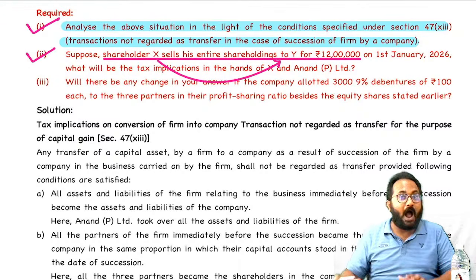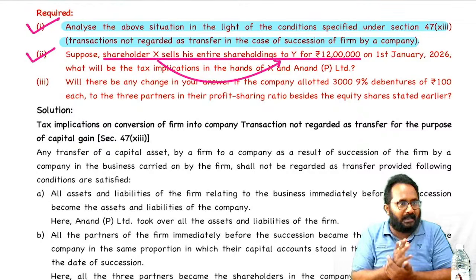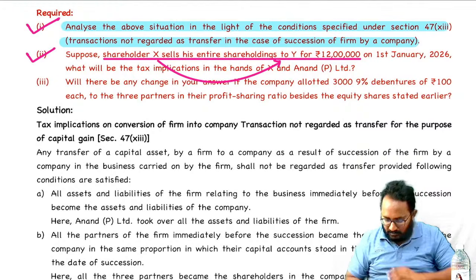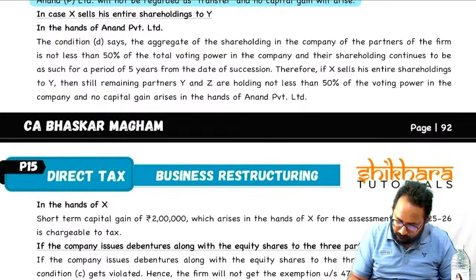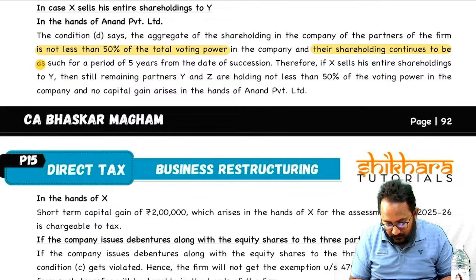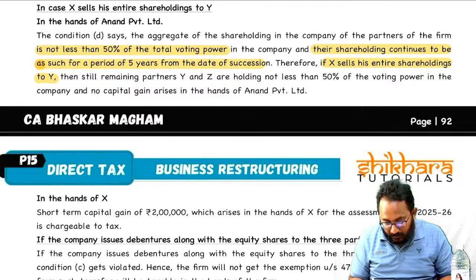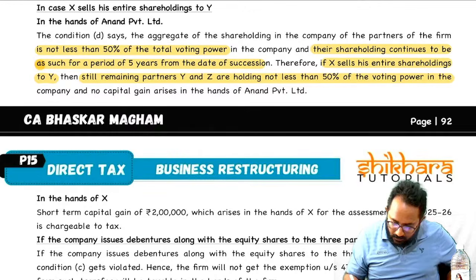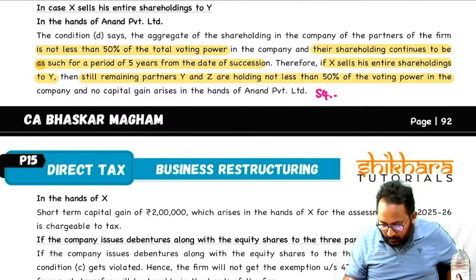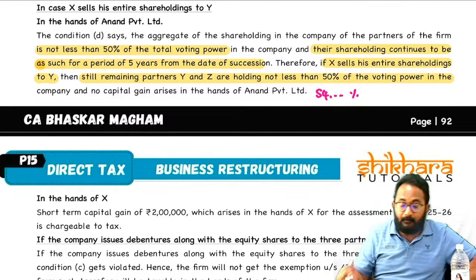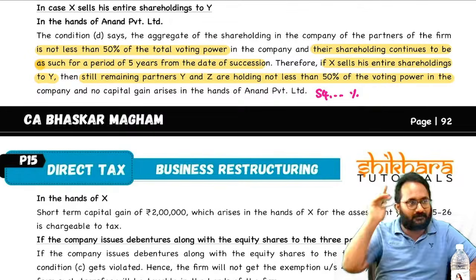No. Altogether transfer is done. How many are transferred here? 3. But they are required to maintain altogether how much? 50%. Here they maintain it. Listen to this. Remember, the aggregate should be not less than 50%. Their shareholding continues for how many years? 5 years. Now, if X sells the entire holding to Y, the remaining partners are still holding not less than how much? 50%. Now also what? 54% or so will continue. One person exited from the company also, no problem. But if X sells to an outsider, the condition is violated.